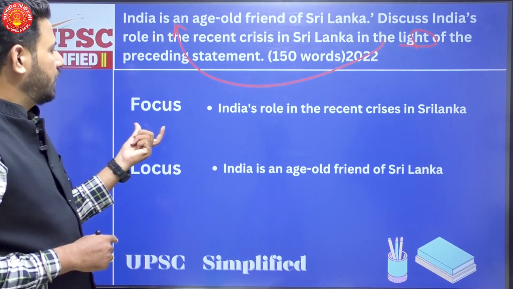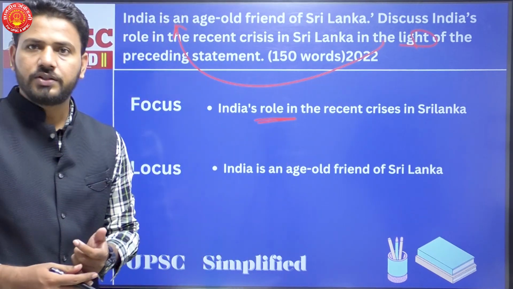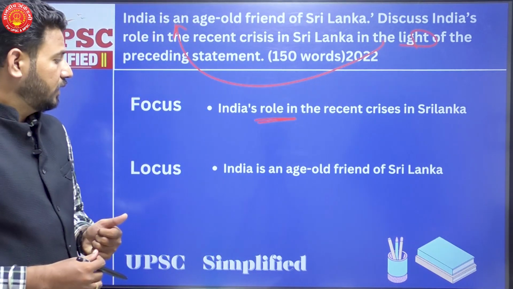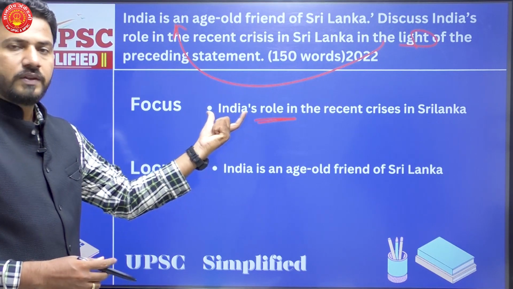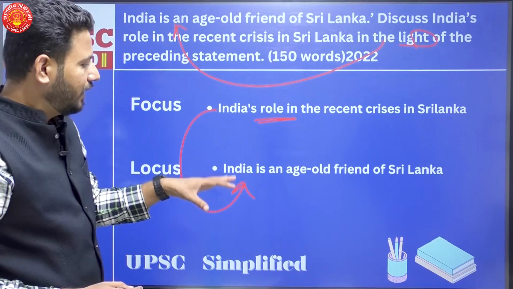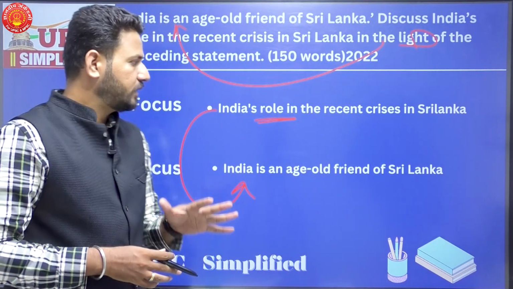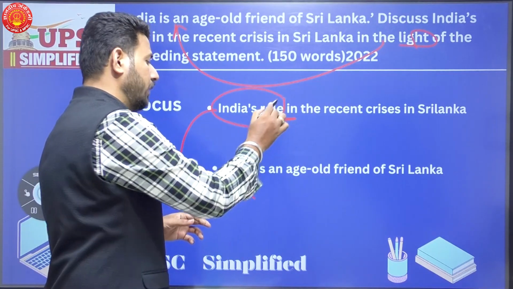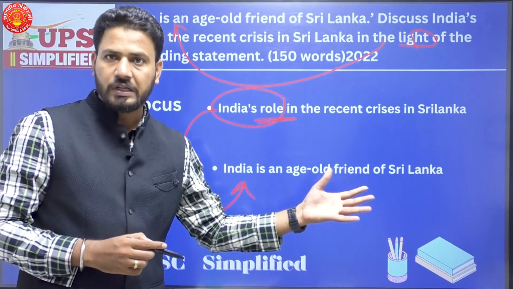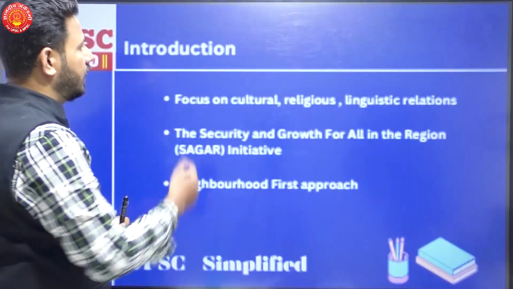so that you get used to this kind of approach in writing answers. Now, the focus part in this question is India's role in the recent crisis in Sri Lanka. Whereas, when you're writing this part of the answer, in the background, you should also be focusing on the locus, that is, India is an age-old friend of Sri Lanka. So, the maximum part of your answer should be focusing on India's role and not how India is an age-old friend of Sri Lanka. Now let's see how this is done in the body of the answer.